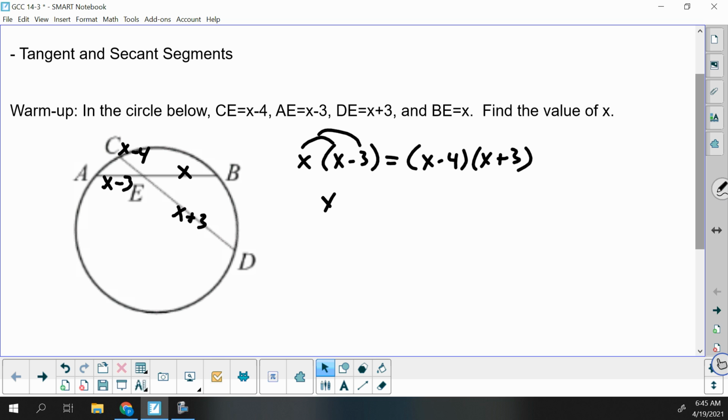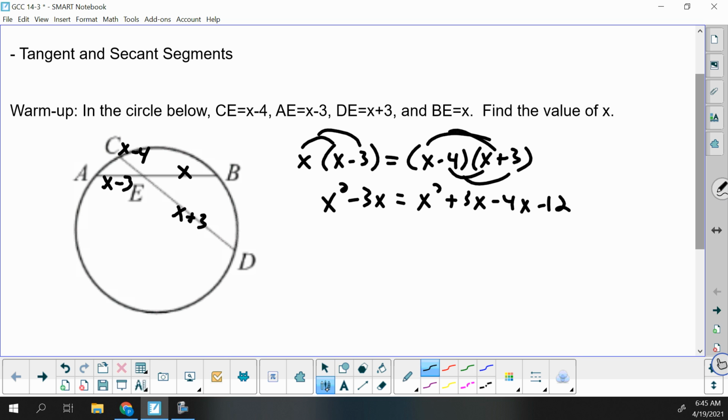Distribute the x over here, we get x squared minus 3x. If we FOIL out here, we'll distribute the x to both, we'll distribute the negative 4 to both. So we'll get x squared plus 3x minus 4x minus 12. We can subtract the x squared from both sides, and notice the x squareds go away. So this will give us minus 3x is equal to, if we combine like terms over here, we end up getting negative x minus 12.